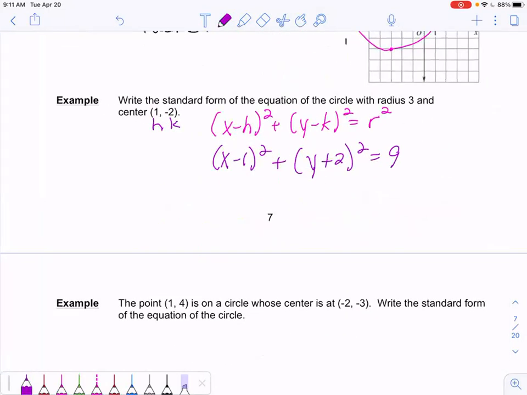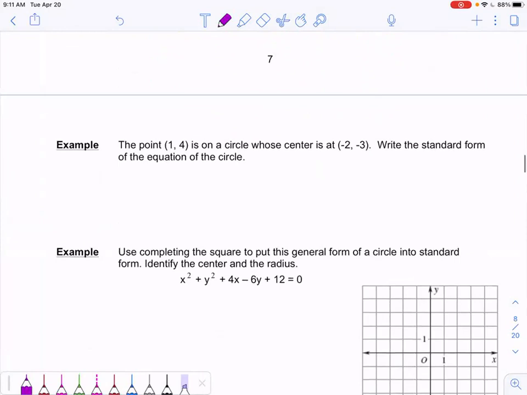So we're going to now look at the more algebraic side of it. In the next couple of examples, we will be doing a little more algebra work. The next example says the point (1, 4) is on a circle whose center is (-2, -3). Again, write a standard form of the equation of the circle.